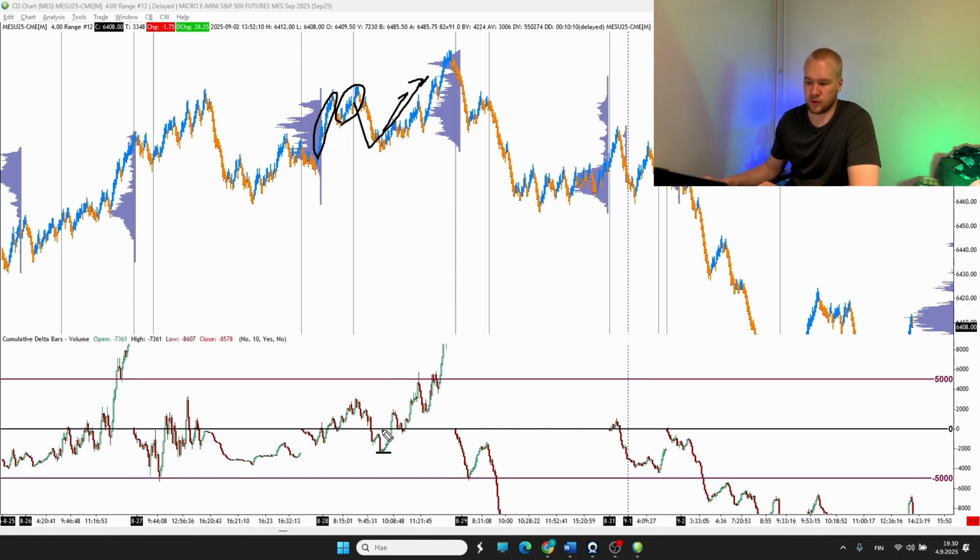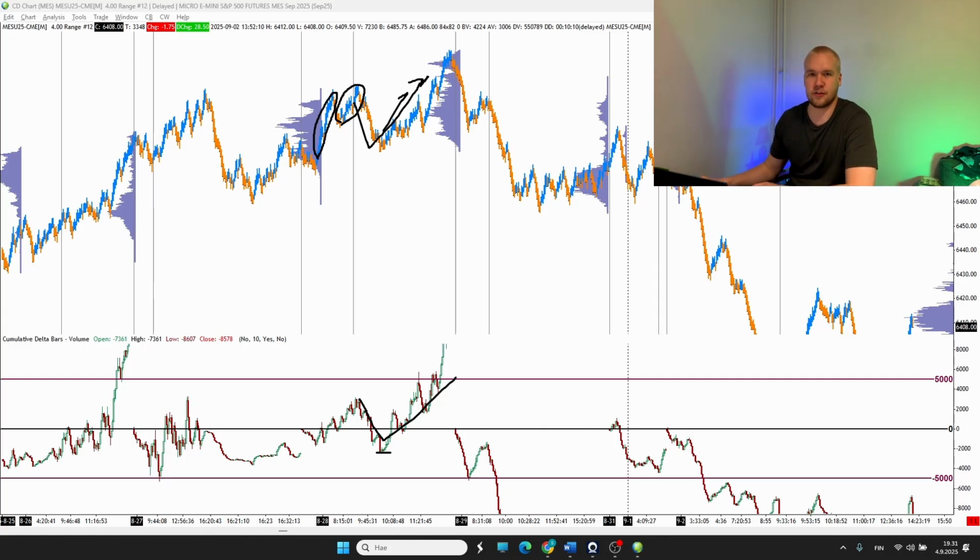And this is what we see in the delta. We can see that here it's not going above the 5k, so it is starting to be exhaustion, and the delta resets and then it bounces up. And this is what I call the delta reset, when it resets to 0 or very close to it, and then it bounces up.